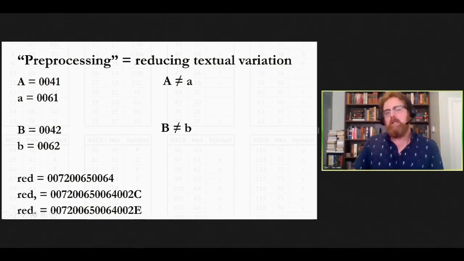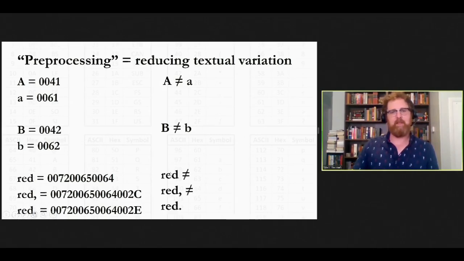What that means is if I ask the computer for a count of all the times the word red appears, what I'll get is three different counts of one in this instance. Because red does not equal red with a comma, which does not equal red with a period. And so when we're working with text analysis, one thing we must keep in mind is these encodings.